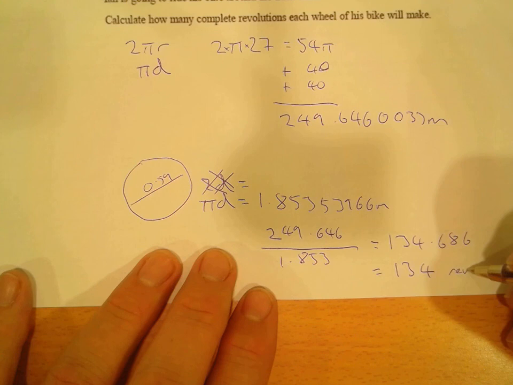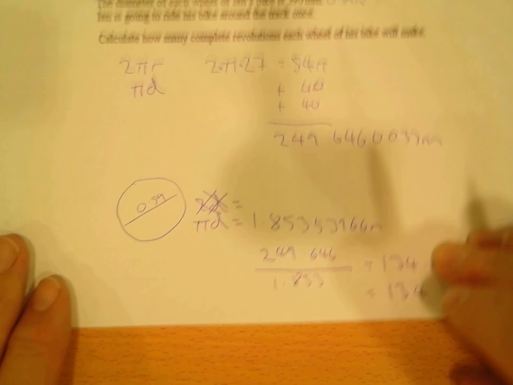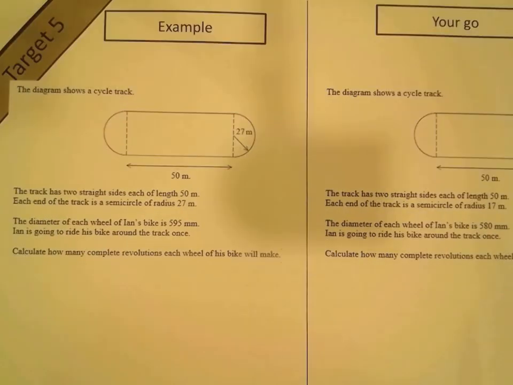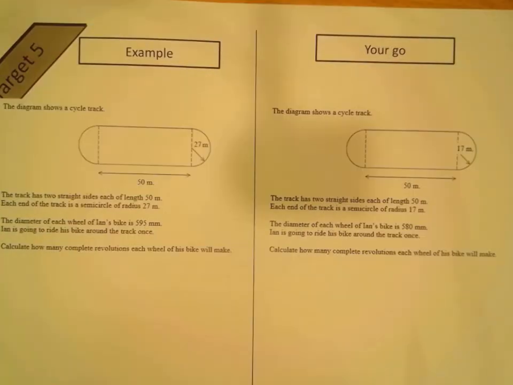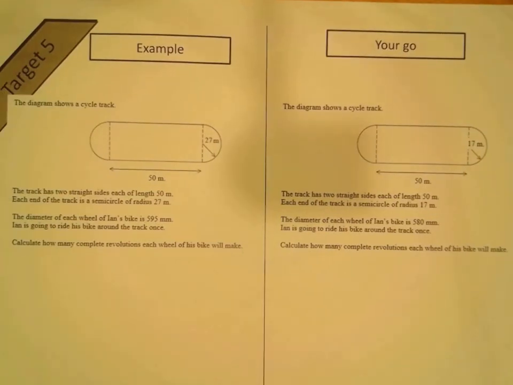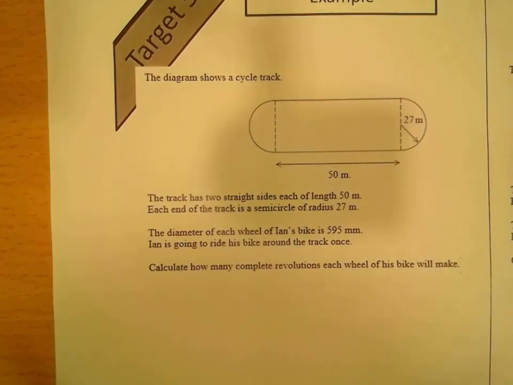Now here are a couple of very similar questions for you to attempt. Press pause and have a go at these. If we have a look at this first one, the diagram shows a cycle track. The track has two straight sides, each of 50 metres, and each end has a radius of 27 metres. So my distance is slightly different, but it's a very similar question.